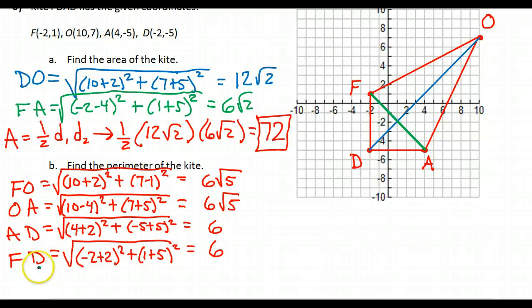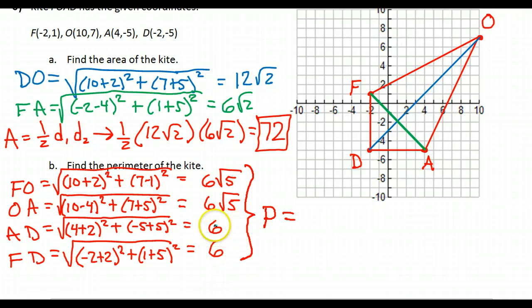Alright, if you find the 4 lengths, these are the distances that you find. Notice I didn't really have to do this 4 times. I know that these consecutive sides of the kite are going to be the same. So once I found that FO was 6 radical 5, I knew that OA was going to be 6 radical 5. So I could have just written that down. Once I found that AD was 6, I knew that FD would also be 6. So I didn't really have to do this 4 times.